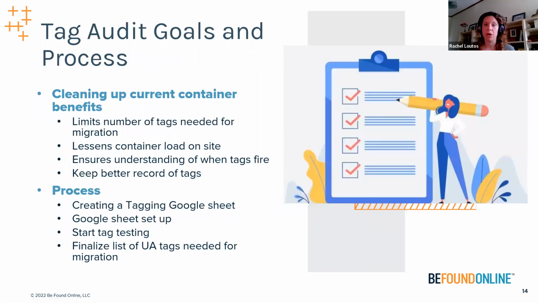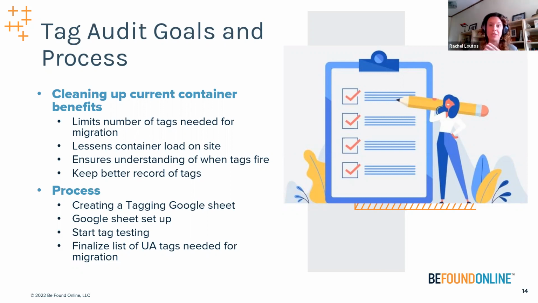So the next step in the process is really going to be to clean up your Google tag or your GTM container. Any of those tags that you currently have live, we're going to audit them. And again, this is where it can get to be a lot, right? Since a lot of companies create tons of tags, but they don't use all of that data. Our goal through doing this is to limit the number of tags that we have to migrate and to lessen the GTM container load on your site, which also has SEO benefits.